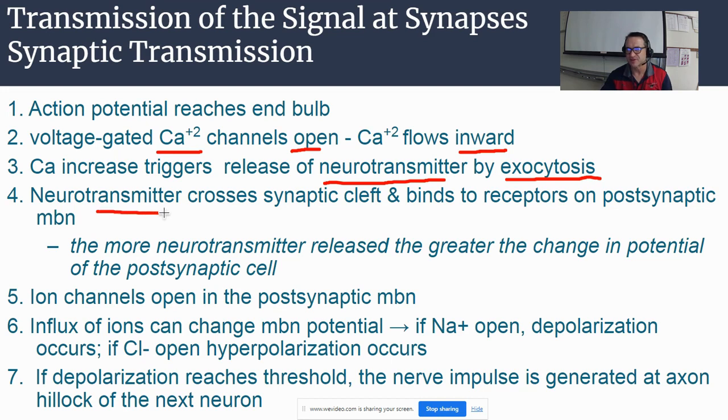The neurotransmitters cross through the synaptic cleft, the space between the two neurons, and bind to receptors on the postsynaptic membrane, or the dendrites on the postsynaptic neuron. Remember, those are ligand gated channels because they open and close due to a specific neurotransmitter. Ion channels open in the postsynaptic membrane, and that's going to allow the influx of Na plus sodium ions to come in. And that's going to start to depolarize the postsynaptic neuron.